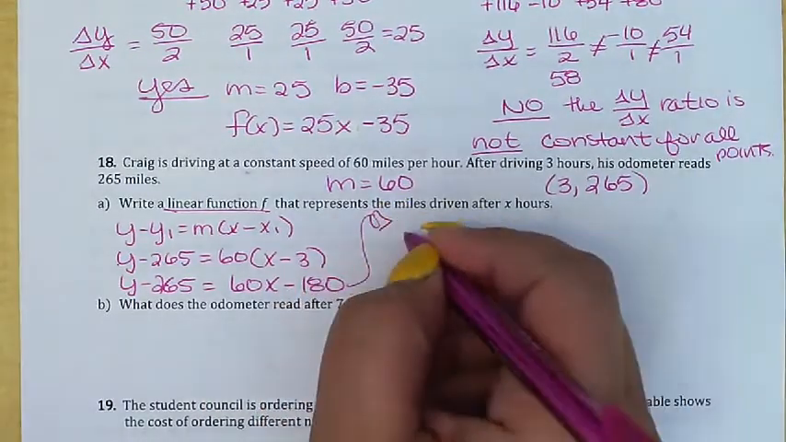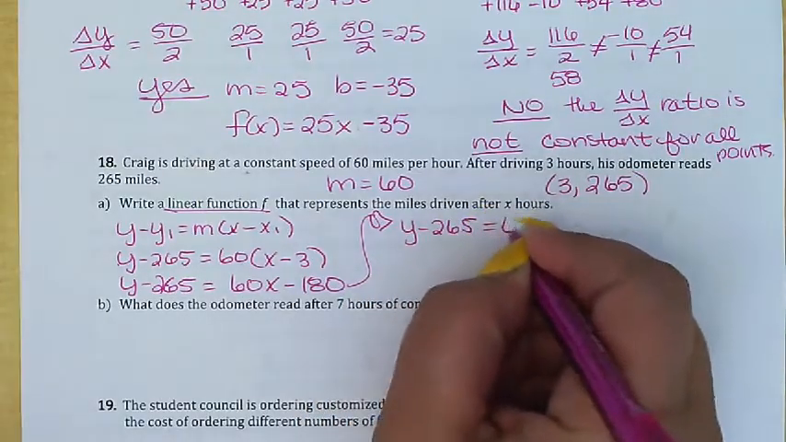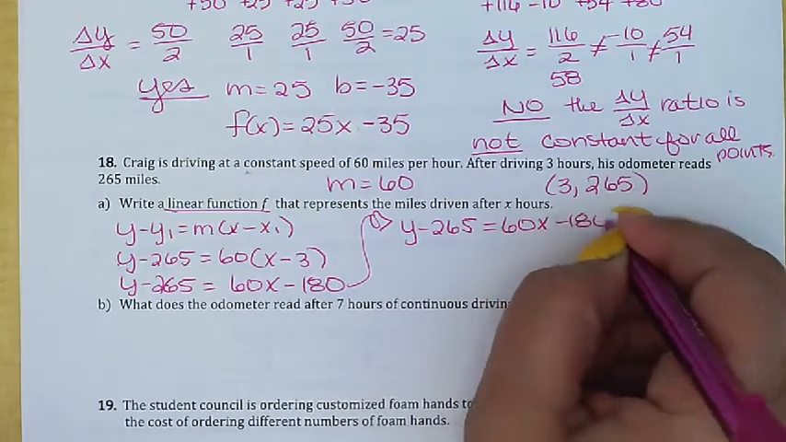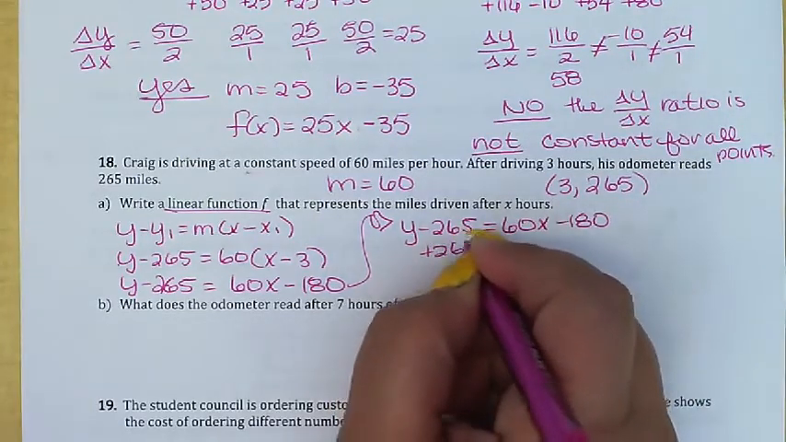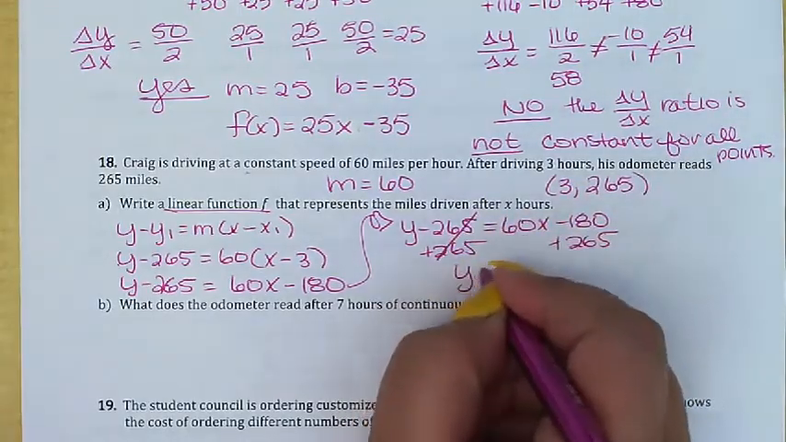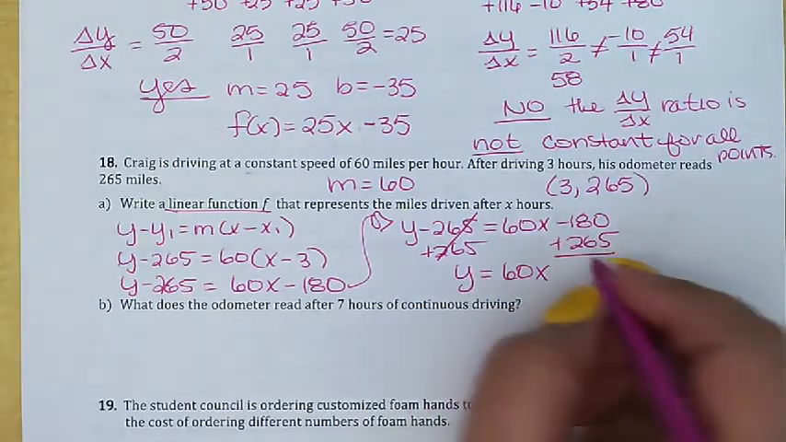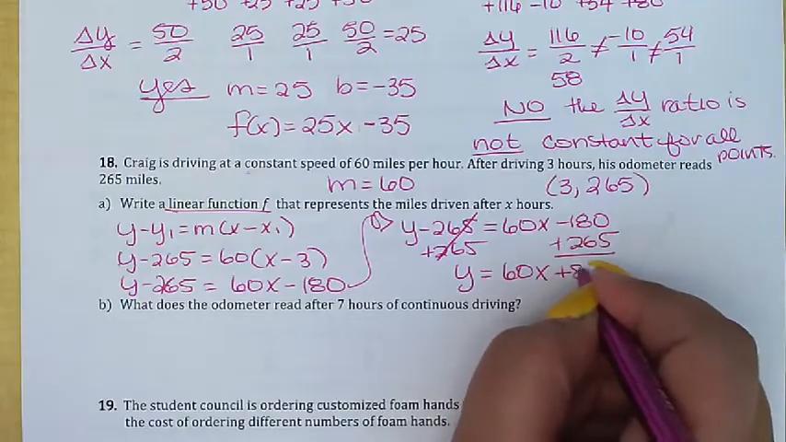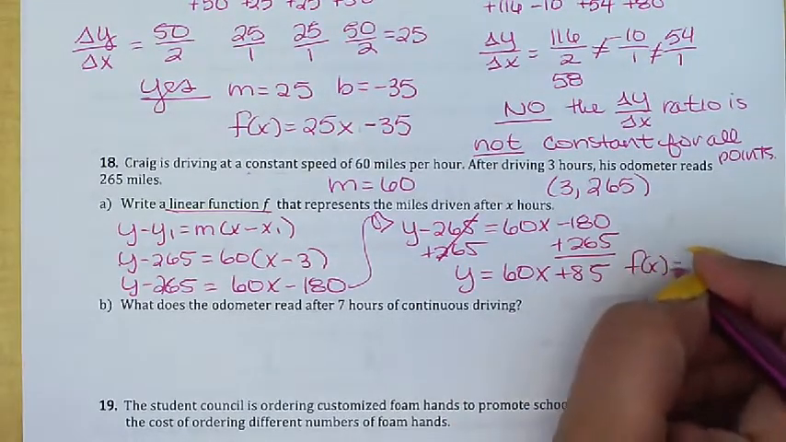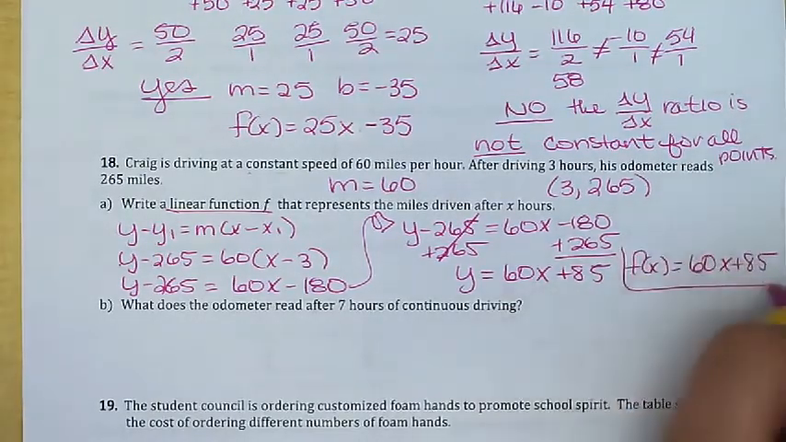And then in the next step, we will just move the 265 over. So move this guy, and that's y equals 60x. And then when I combine those, I get an 85. So there's our function. Okay, the f of x function that relates this would be that right there.